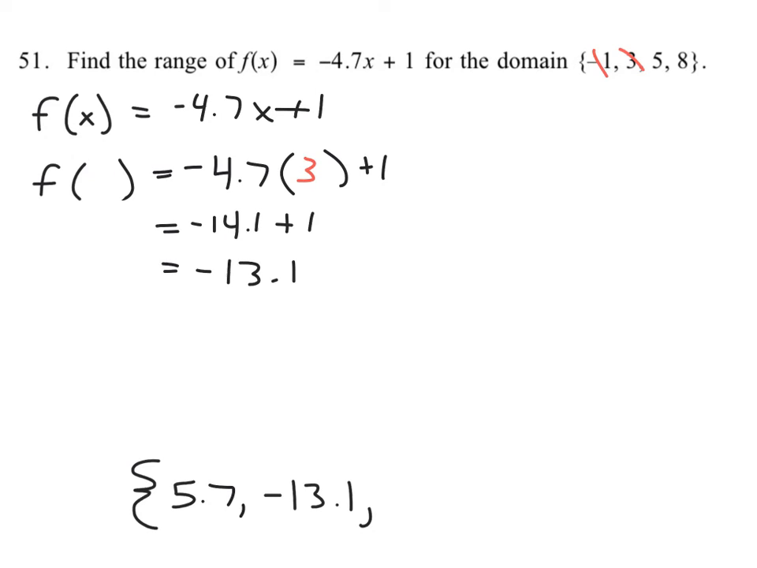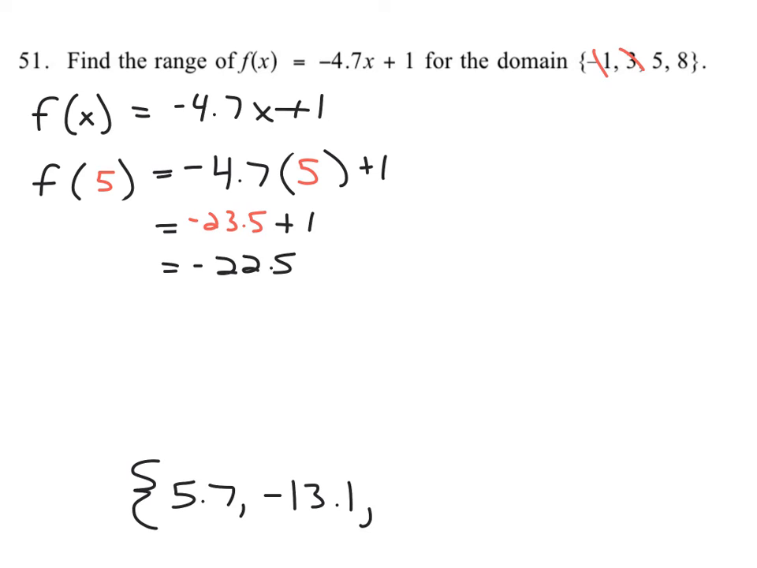Now, the next number that they've given us is 5. So we'll plug that in. See what results. Negative 4.7 times 5 is negative 23.5. Again, number sense allows me to do that in my head. And when we then add 1, we get negative 22.5.